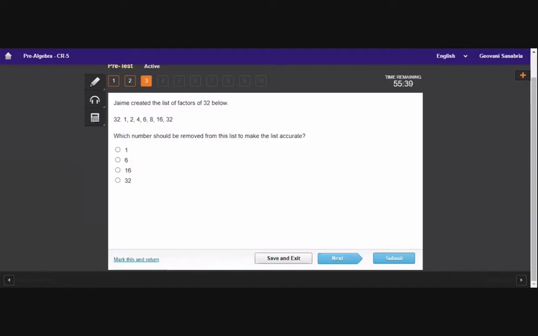And if you divide it by 5... But all the rest of them work out. 32 divided by 8 is 4. 32 divided by 16 is 2. 32 divided by 32 is 1. So 6 is not a factor because when you do 32 divided by 6, you don't get a whole number.